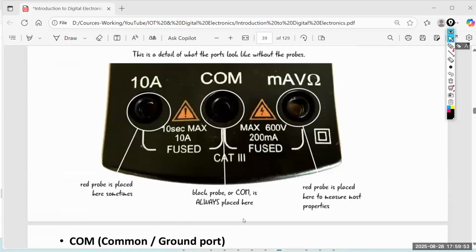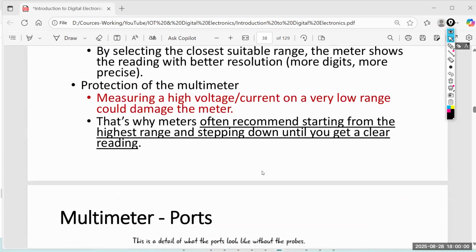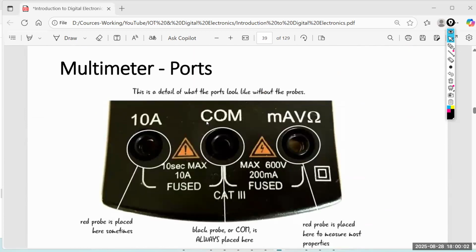So this is your black probe. You remember you have a black wire? Your black probe is always connected to the middle or COM. It may not be in the middle in some multimeters, but something labeled as COM is where your black wire goes. Black wire is always your COM. So then your red wire, you can connect to either here or here.